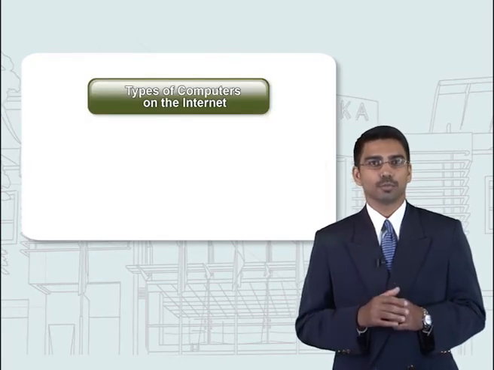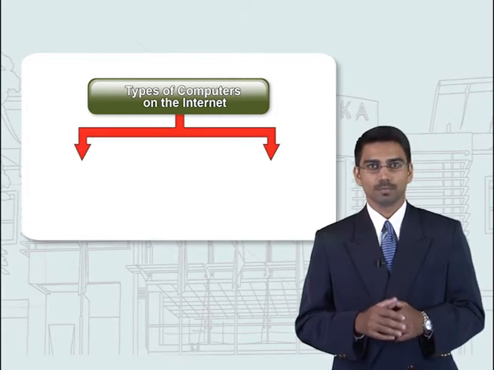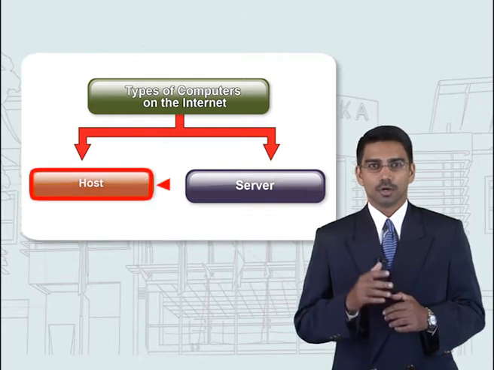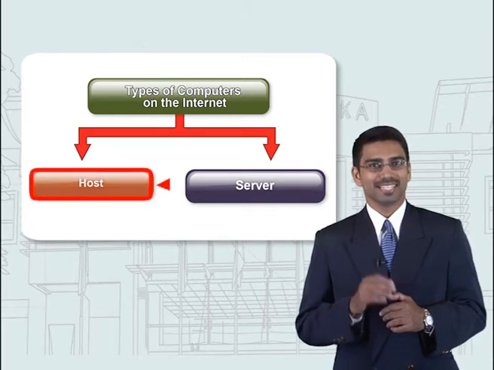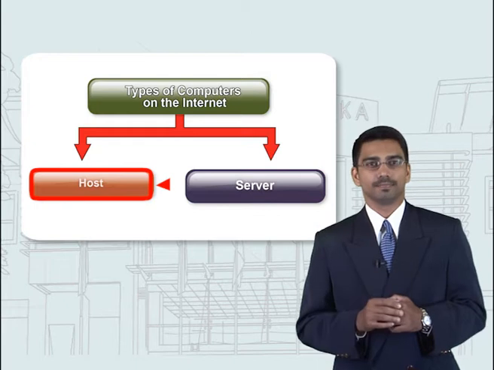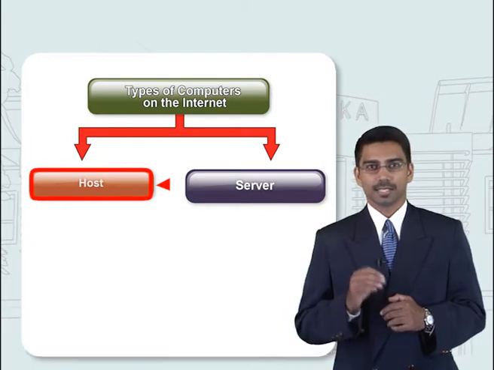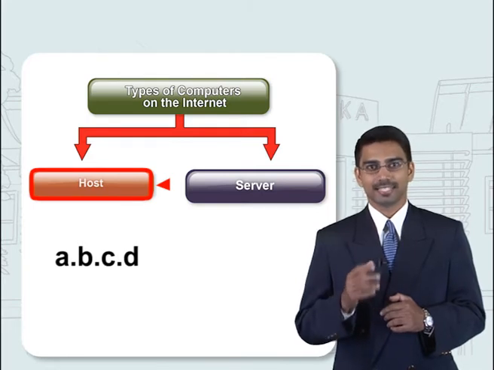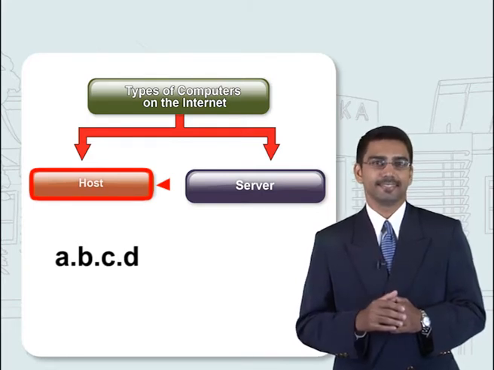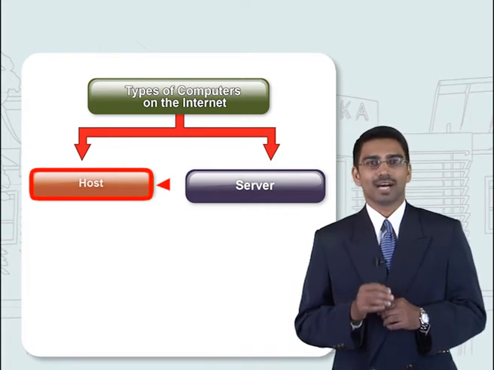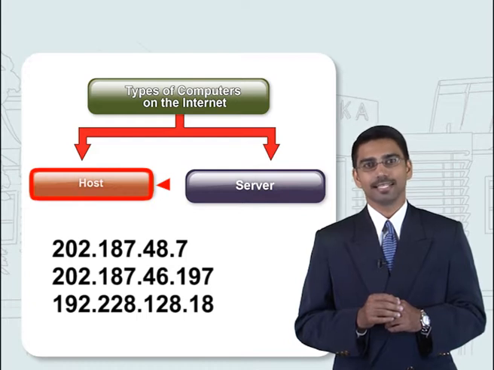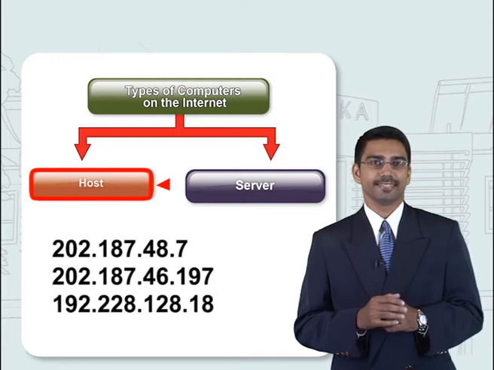There are two types of computers on the Internet, which are host computers and server computers. A host computer is a unique computer on the Internet which has an IP number. IP numbers are four sequential numbers A.B.C.D as shown on the slide. Examples of IP numbers are 202.187.48.7 and other IP numbers as shown on the slide.